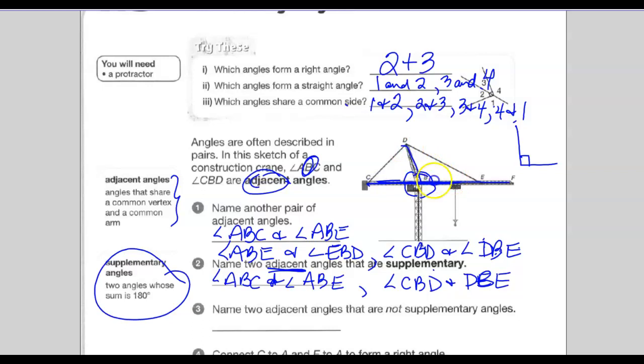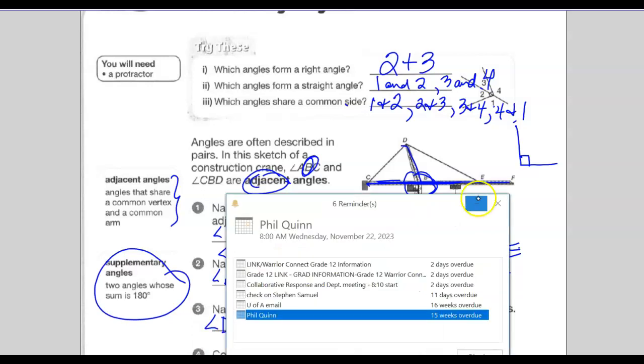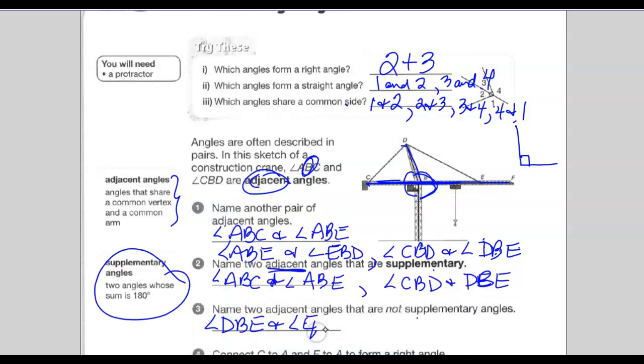Can't do this angle and this one because they don't form a straight line. And so that would be the next question, not supplementary. So that would be angle DBE and angle, I think we started with ABE. And then we could do the other side as well. So angle ABC and angle CBD.